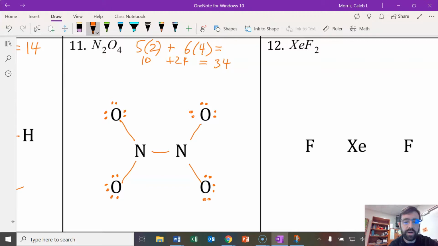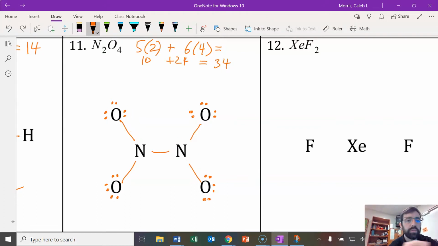All of the oxygens are happy. They each have 8 around them, but nitrogen has only 6 around it. So what can I do to fix that? Well, I can take 2 valence electrons and share them, and that would make this nitrogen atom happy. It would make this one happy. The other one would still be unhappy, so I could take 2 electrons from one of the others and share it there, and that would make this nitrogen happy.